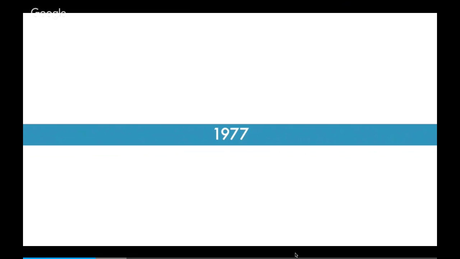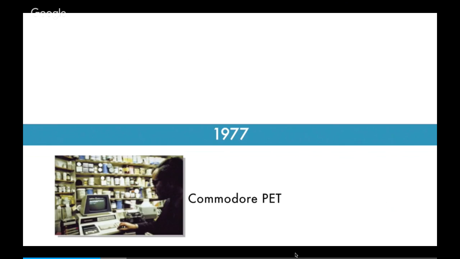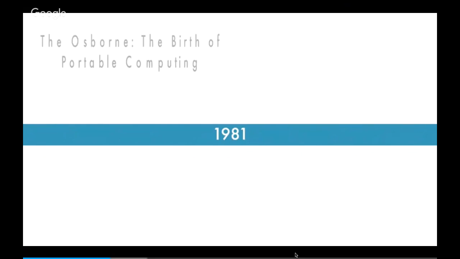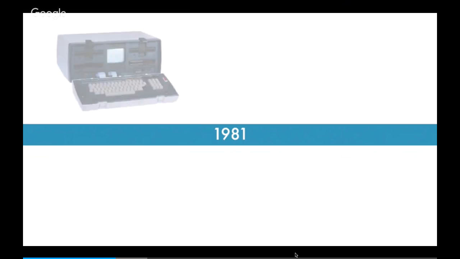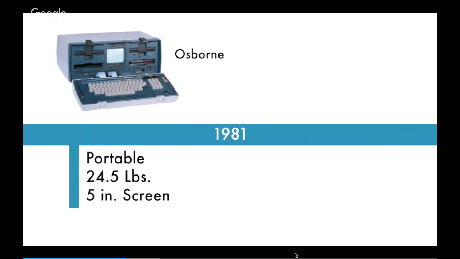A number of competitors began to enter the market. The Commodore PET was aimed at the business market and did well in Europe, while Radio Shack's TRS-80 was clearly aimed at the US consumer market. The Osborne Company introduced the first portable computer in 1981. Although portable, the Osborne weighed 24.5 pounds. It featured a minuscule 5-inch screen and carried a price tag of almost $1,800, about $5,000 today.